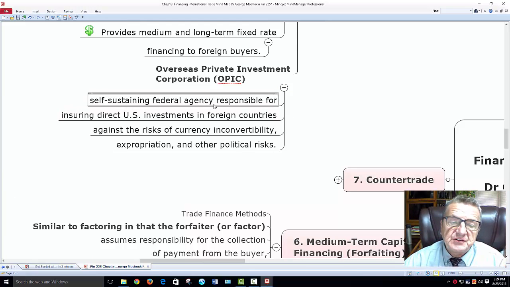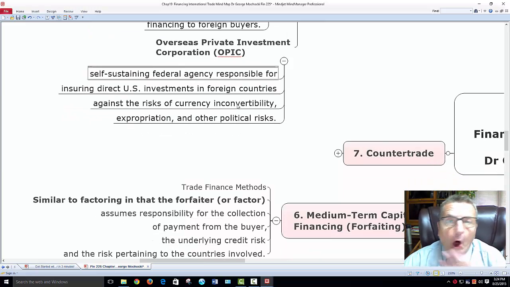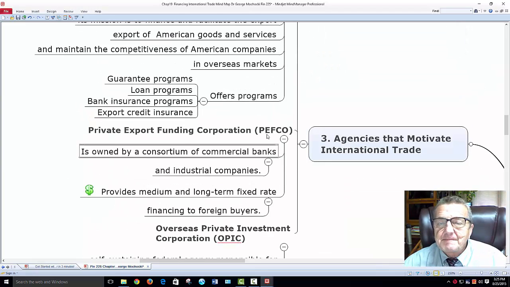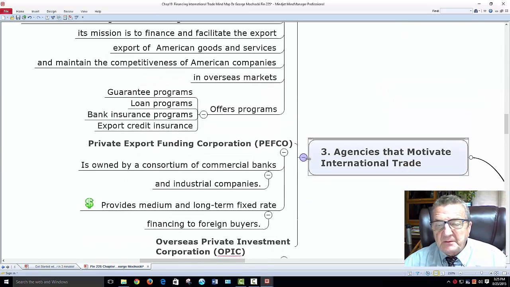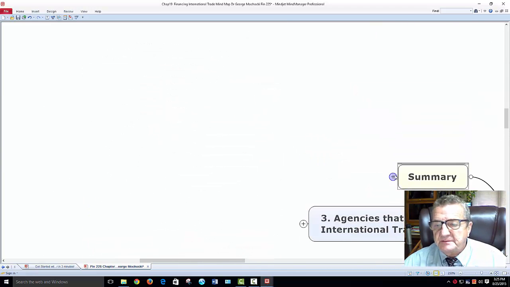It is a self-sustaining federal agency responsible for insuring all U.S. investments in foreign countries against the risks of currency inconvertibility, expropriation, and other political risks. I probably pronounced that wrong. That's why you have it out here. Okay, so we're done with this. Those are the agencies. Ooh, geez, I'm going to be over.